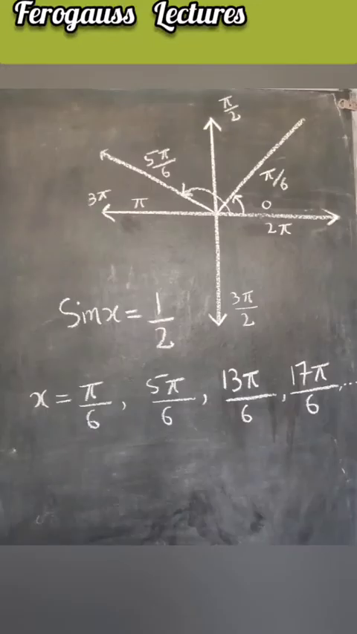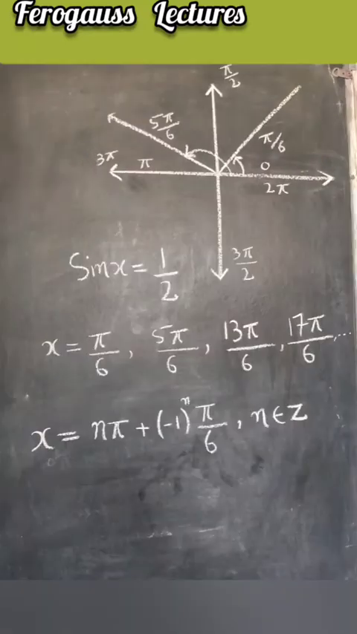Thus, if we rotate in anti-clockwise direction continuously, we get values of x as pi by 6, 5 pi by 6, 13 pi by 6, 17 pi by 6, and so on. That is, we get infinite values of x which satisfy the equation sin x is equal to 1 by 2. We can express all these values of x by x is equal to n pi plus minus 1 raised power n pi by 6, where n is an integer.